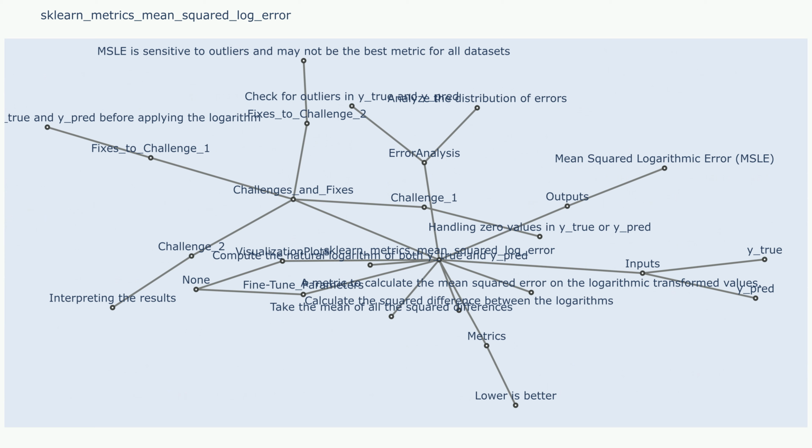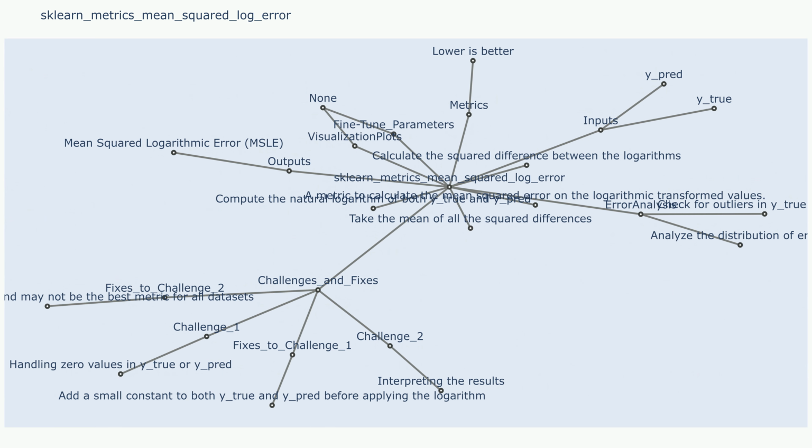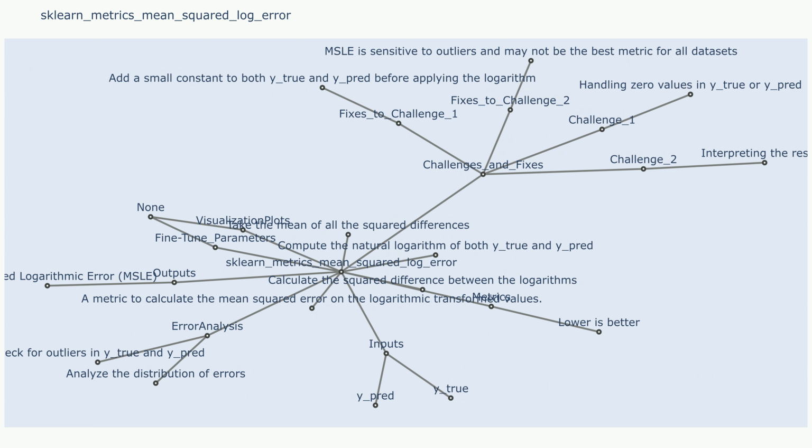Metrics. Metric 1: explain in detail mean squared logarithmic error. MSLE is a metric used to evaluate the performance of regression models. Metric 2: explain in detail the lower the MSLE, the better the model's performance.